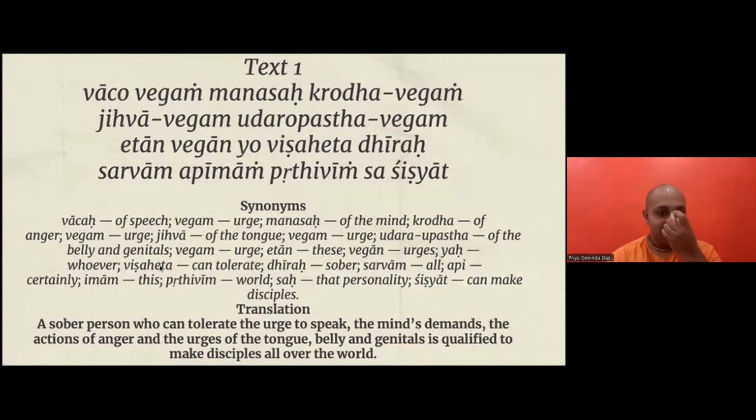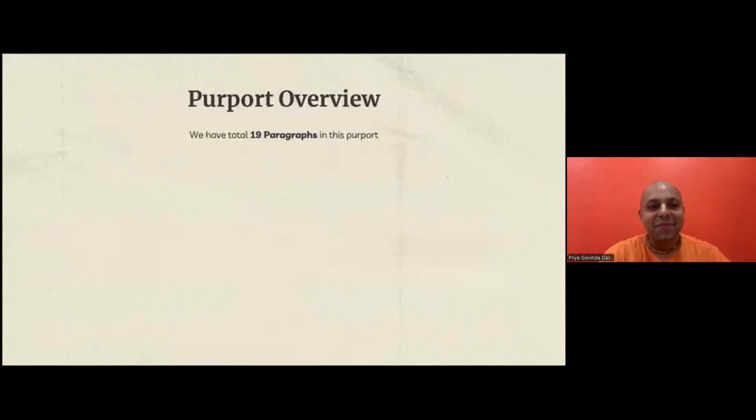Translation. A sober person who can tolerate the urge to speak, the mind's demands, the actions of anger and the urges of tongue, belly, and genitals is qualified to make disciples all over the world. A very special shloka by Rup Goswami. So let us see how Prabhupada has given this purport in his very special commentary in this book.